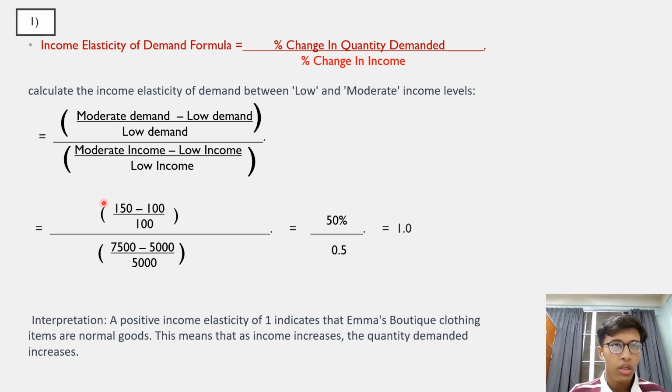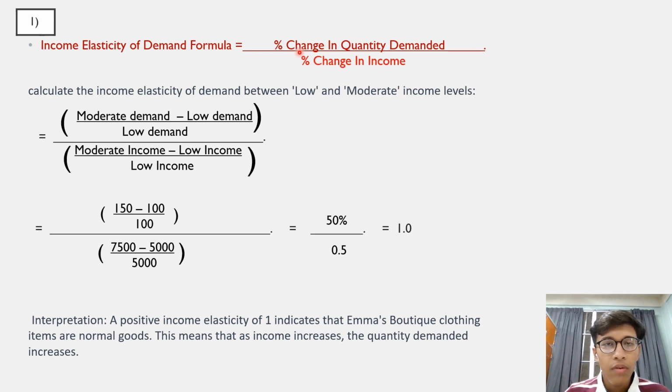Okay, so here is the answer. From the question, for question one, I want to find the income elasticity of demand. So this is the income elasticity of demand formula. To find the income elasticity of demand, we need to find first the percentage change in quantity demanded, and then the percentage change in income. After we find both of these, we divide them.